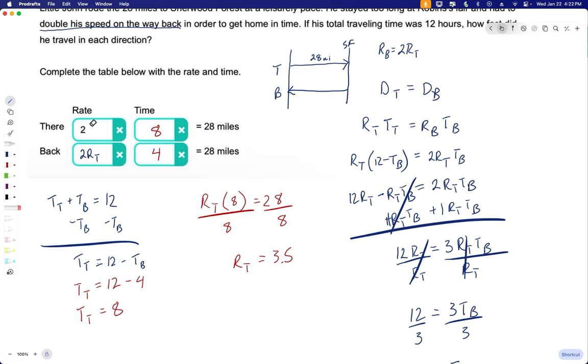So the rate there is not 2. It is 3.5. And 2 times 3.5 is going to be 7. And if we say 7 times 4, we get 28. If we say 3.5 times 8, we get 28. So that is going to be your solution.